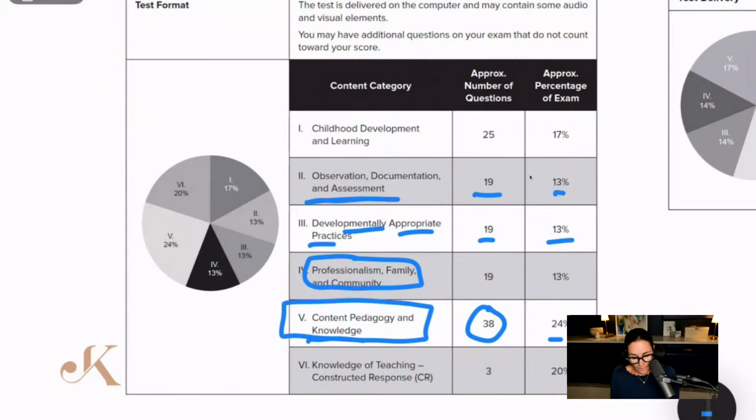And then we have 3 constructed response questions, and those can come from any one of these. So the topic for your constructed response, for your essays, might come from childhood development, observation, documentation, developmentally appropriate practices, professionalism, content, knowledge, and pedagogy. Okay? So that's the structure.